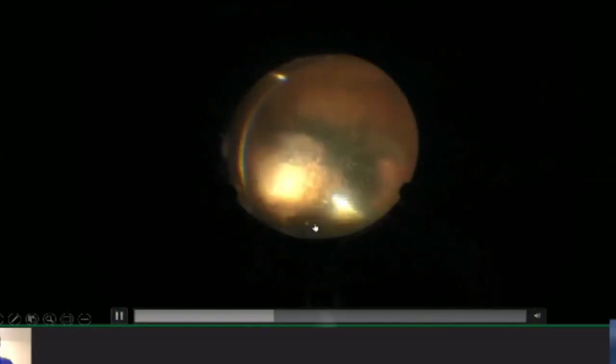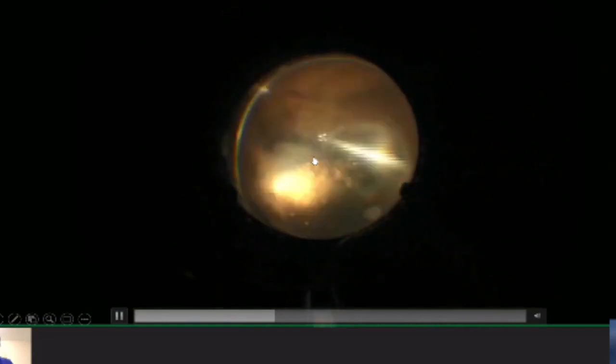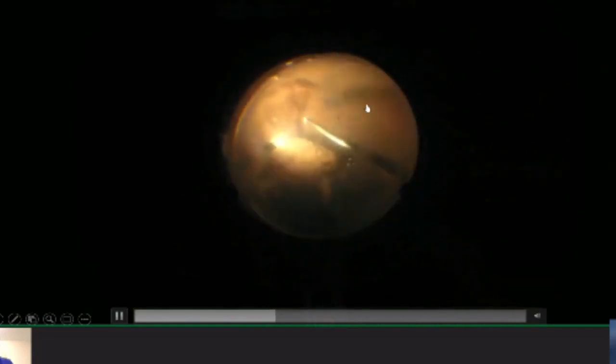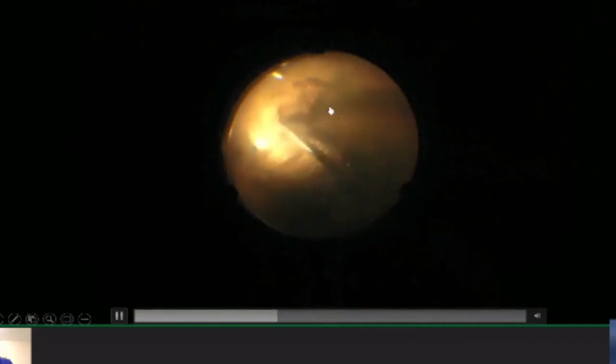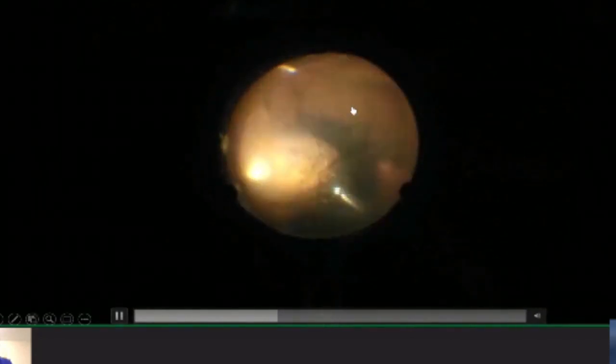You can see here in the back, this does not look like retina. And here I start to see some vessels. It's not clear in the video, but intraoperatively you can see some shadows of blood vessels there. So I decide to go for vitrectomy.